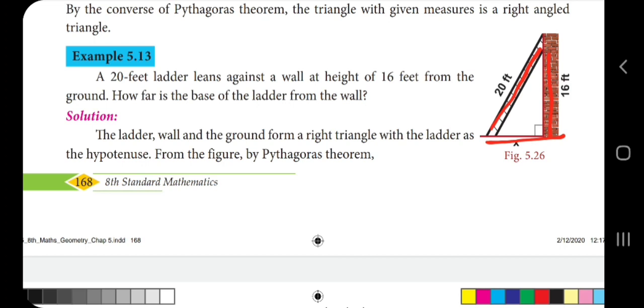By using this Pythagoras theorem, scientists have found many distances, for example, the distance of a mountain, the distance of the moon and the sun.